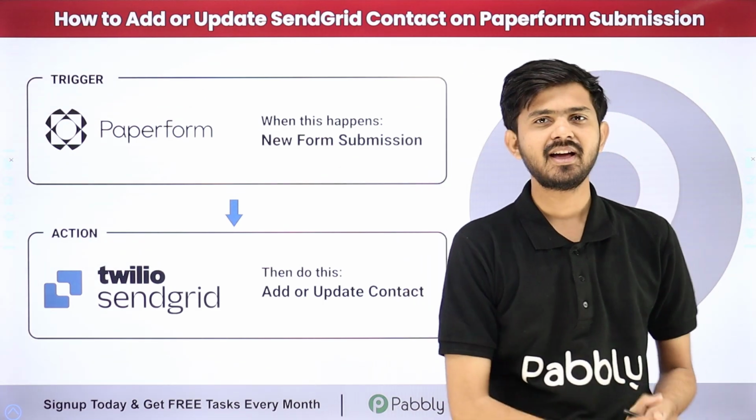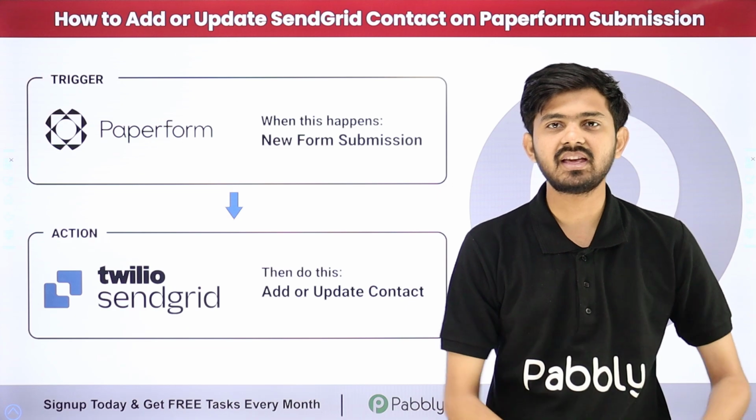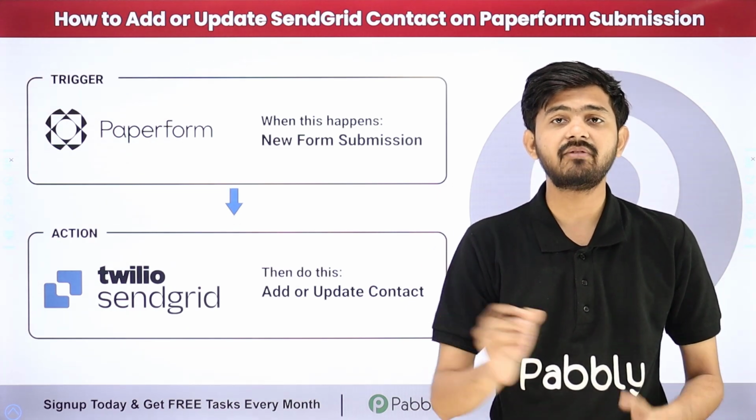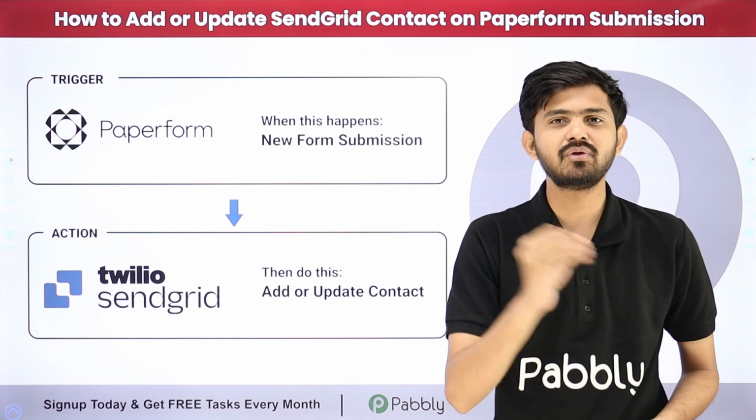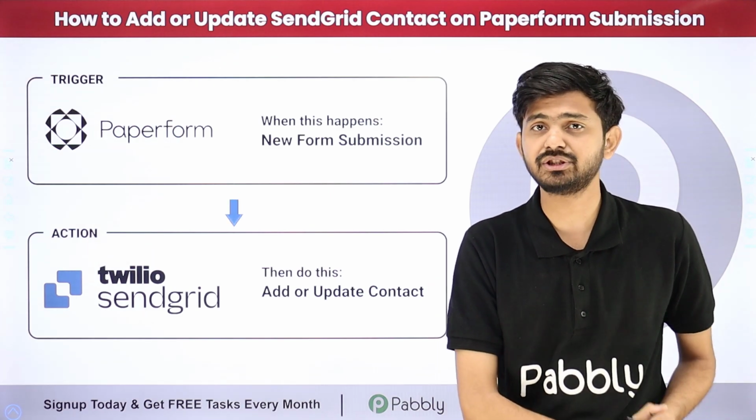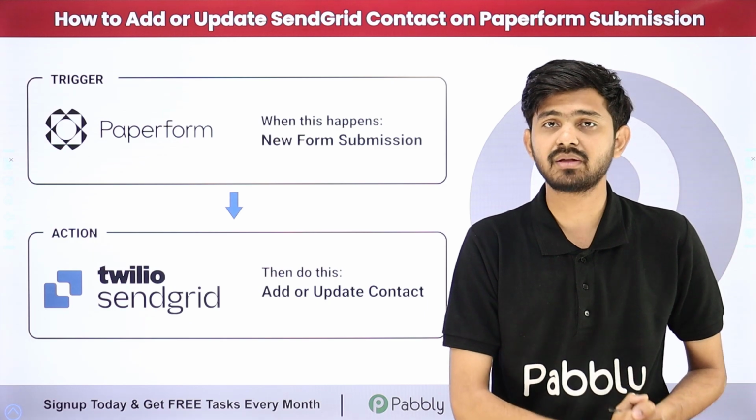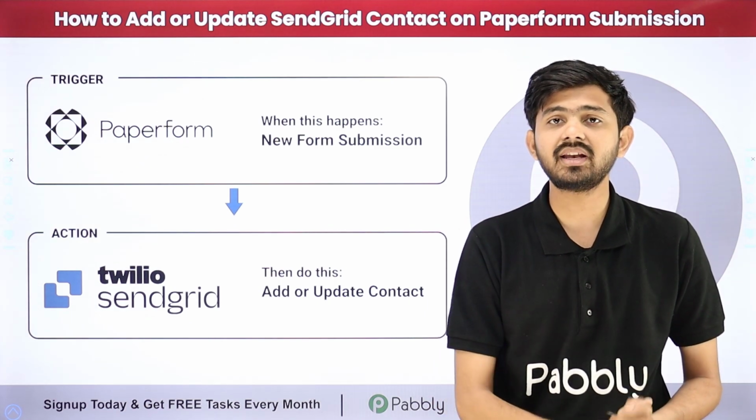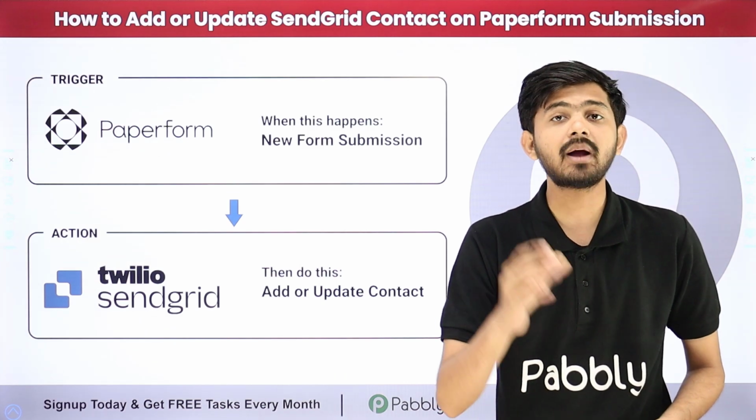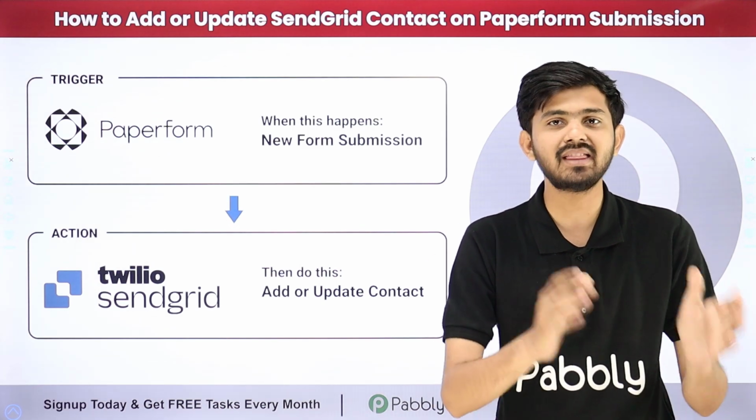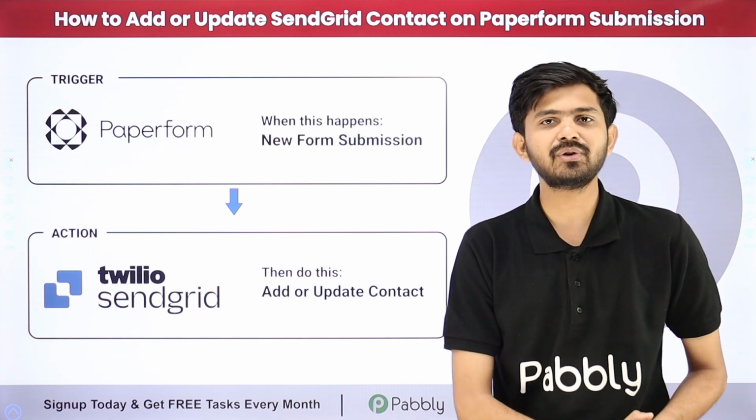So I'm running a digital marketing agency and I've added an inquiry form with the help of Paperform. Now what I want is that whenever I receive a new inquiry for my service through a Paperform submission, then automatically from that form submission detail, I get the required details of my user, and by using those details, I will automatically add or update a contact in my email list in SendGrid. So here we're doing this automatically.